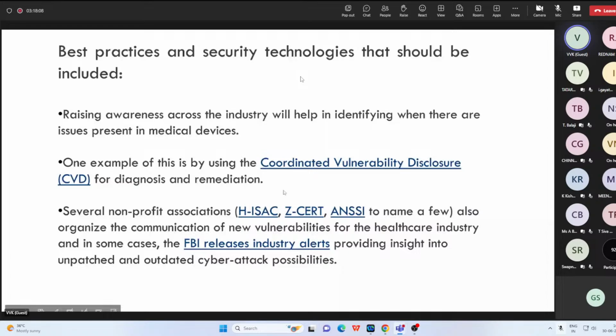Raising awareness across the industry is important: wherever medical devices are being used, you need to make people aware that security is very important. And coordinated vulnerability disclosure for diagnosis and remediation is getting popular. You can search Google for coordinated vulnerability disclosure, CVD. It's not about a single vendor or a single device. It's about the whole healthcare system.